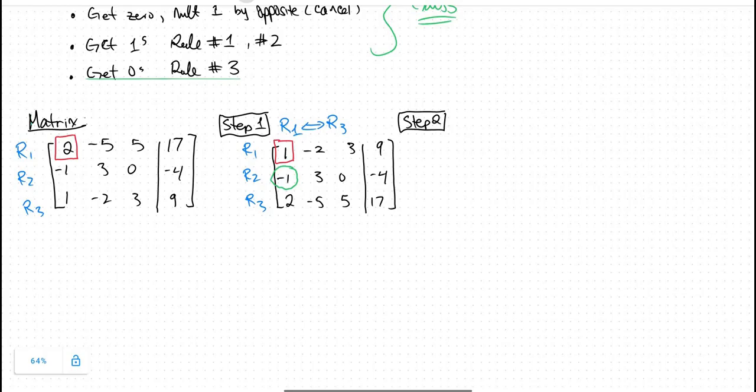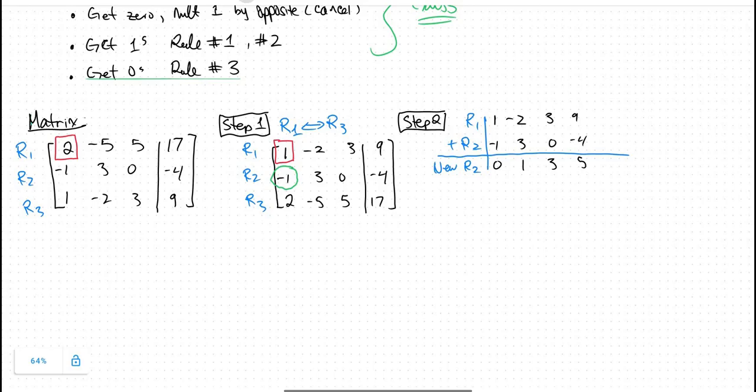So it's going to be row 1 plus row 2 equals your new row 2. Row 1 plus row 2, new row 2. All right, so 1, negative 2, 3, and 9, negative 1, 3, 0, negative 4. If you add them, you get a 0, you get a 1, a 3, and a 5. So that's going to replace the second row.